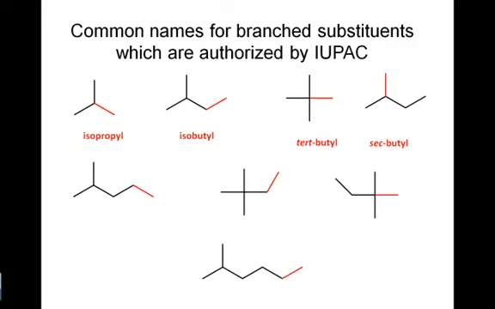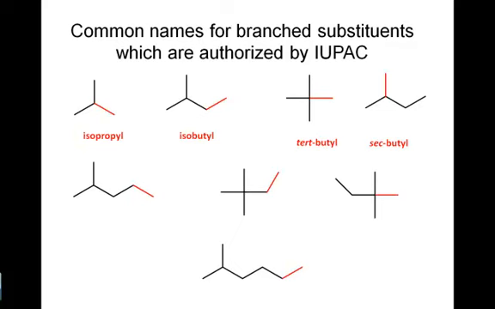Now, I'm showing the point of attachment in red. So the red bond is meant to represent where the substituent is attached to the parent chain. So at the end of the red bond, that would be a carbon that is part of the parent chain. So for instance, in the isopropyl, only the bonds that are shown in black are part of the actual substituent, and the red bond is where that substituent is linked to the parent chain.